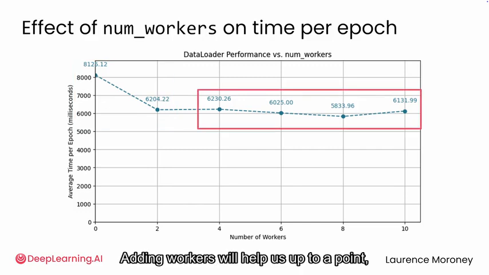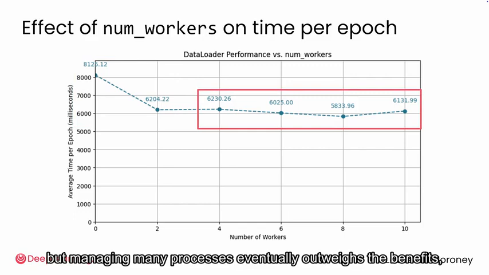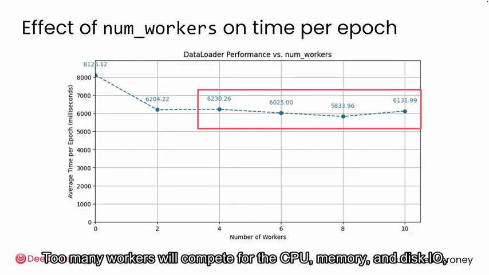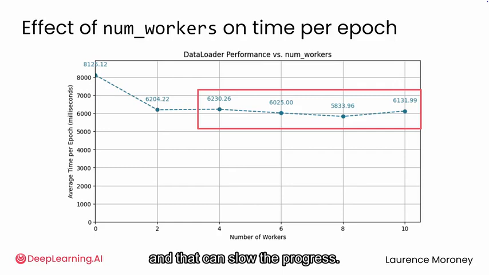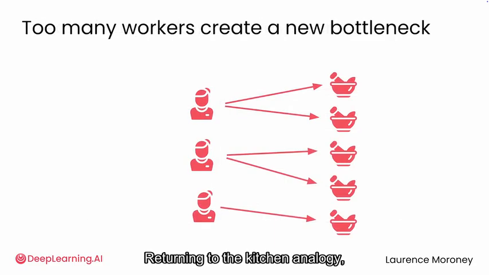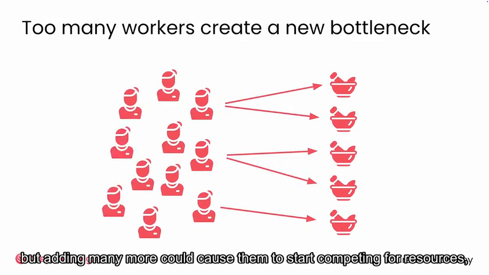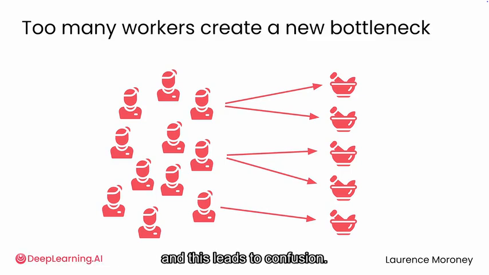Adding workers will help us up to a point, but managing many processes eventually outweighs the benefits, as each worker does consume resources. Too many workers will compete for the CPU, memory, and disk I/O, and that can slow the progress. Returning to the kitchen analogy, 2 or 3 cooks might optimize your kitchen, but adding many more could cause them to start competing for resources, and this leads to confusion.